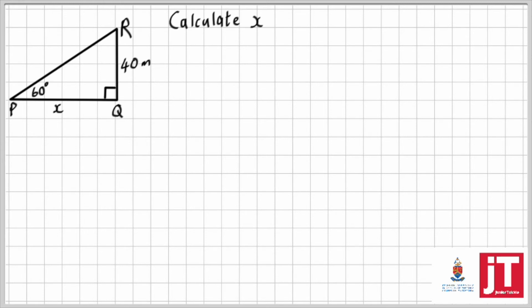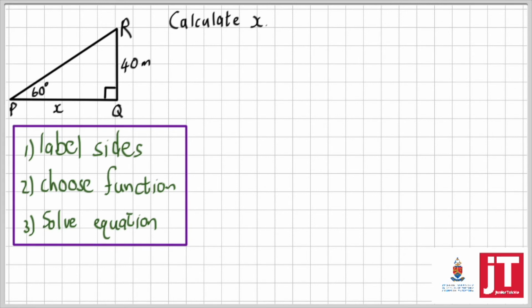I'm going to run through this process the same way as I did earlier. I'm going to look at my 3 basic steps. I'm going to label the sides, I'm going to choose the function, and I'm going to solve my equation. So if I label the sides, there I've got again adjacent, opposite, and hypotenuse. Looking at SOHCAHTOA, I'm now working with the opposite and the adjacent, so I'm going to choose tan.